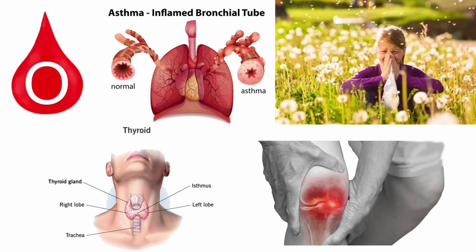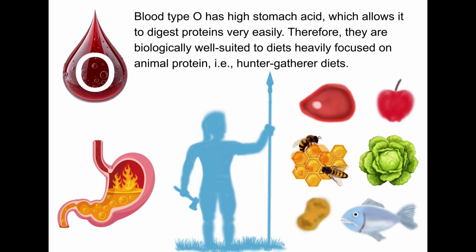An immune system that is hyperactive and constantly on alert increases the risk of type O blood attacking its own tissues. Consequently, individuals with this blood type have a high predisposition to autoimmune and allergic reactions, such as asthma, hay fever, thyroid disorders, Hashimoto's, and joint inflammation, arthritis. Blood type O has high stomach acid, which allows it to digest proteins very easily. Therefore, they are biologically well suited to diets heavily focused on animal protein, i.e. hunter-gatherer diets.